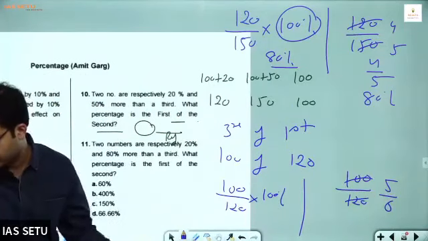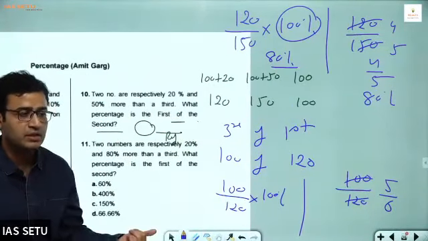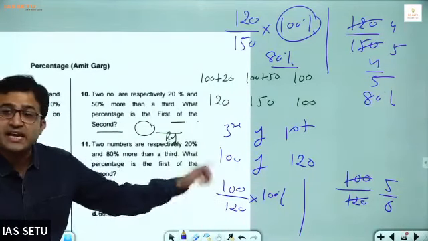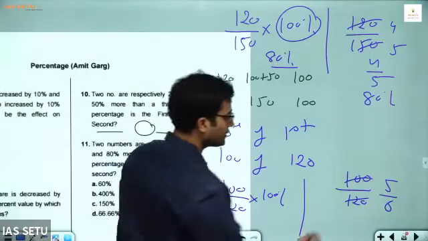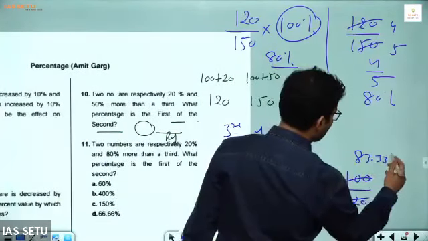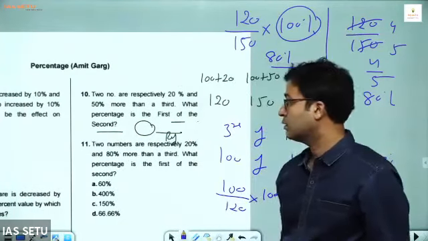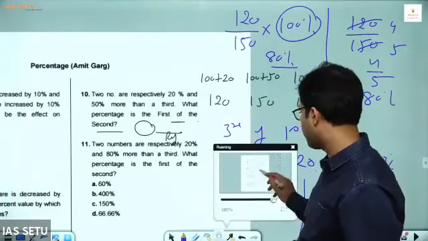1 by 6 is 16.66%. 2 by 6 is 33.33%. 3 by 6 is 50%, 4 by 6 is 66.66%. 5 by 6 is 83.33%. Next, take your time for question number 11.